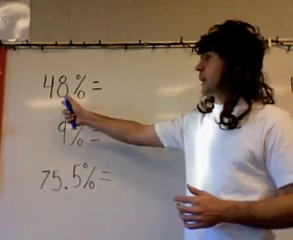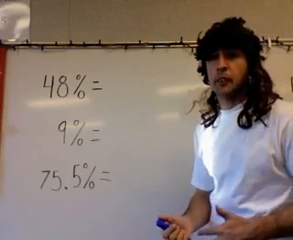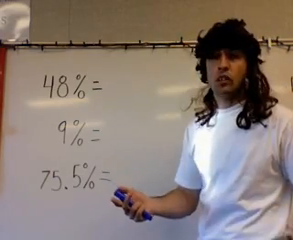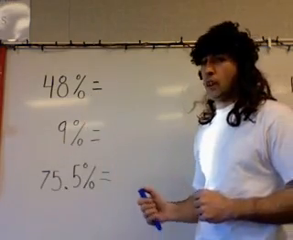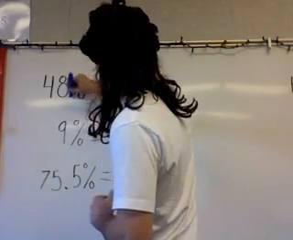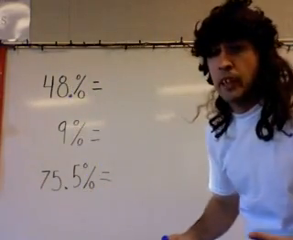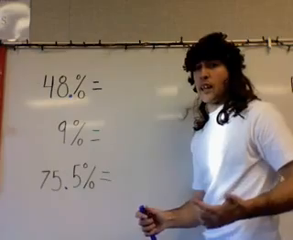First and foremost, if we got 48%, and I want to turn it into a decimal, what I want to do first is add a decimal to the end of it. So I'm going to do that right here. I'm going to make it nice and big so y'all can see it. There it is. Big blue decimal.